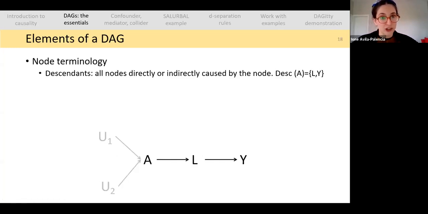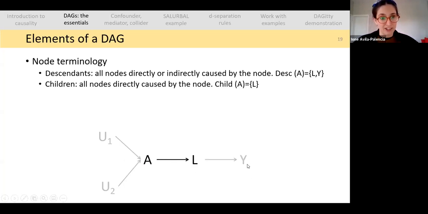So in node terminology, we have what is called the descendants. The descendants are all nodes directly or indirectly caused by the node. So if we take A as a reference, A has 2 descendants, L and Y. Then we have the concept of children. Children are all nodes directly caused by the node. So again, taking A as a reference, A has 1 child, which is L.